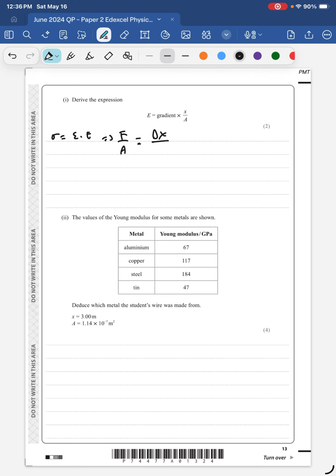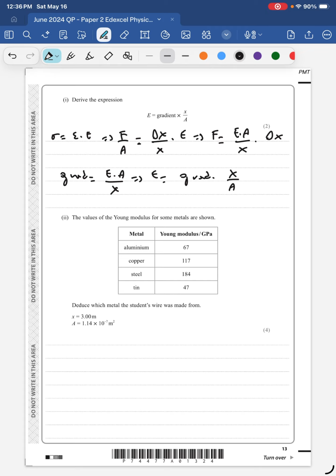Delta X, the extension over X, is strain times E. So if we plot F versus delta X, it will look like F is E times A over X, times delta X. This is a straight line with gradient equal to E times A over X, which means that the Young's modulus is the gradient times X over A. So that's the proof. Let's move on to part 2.